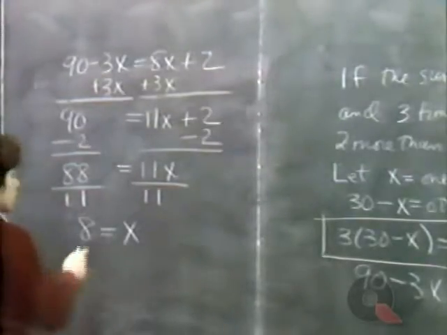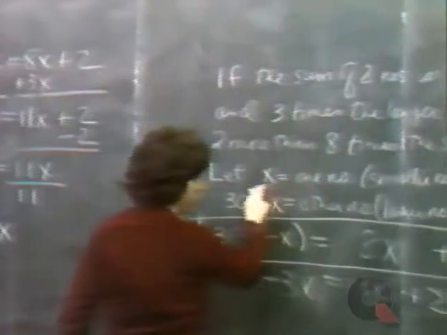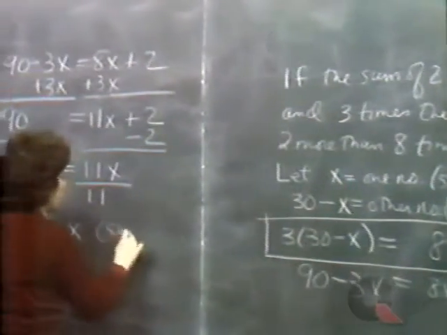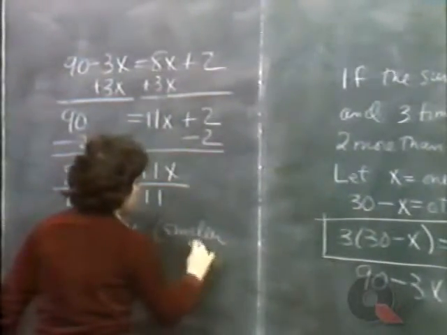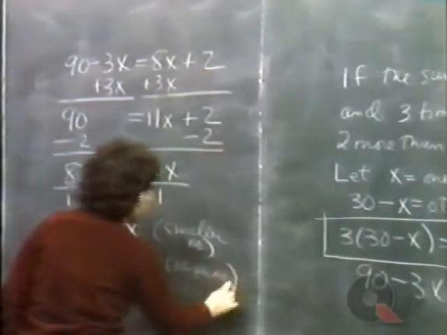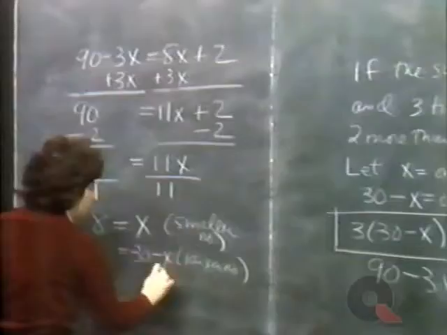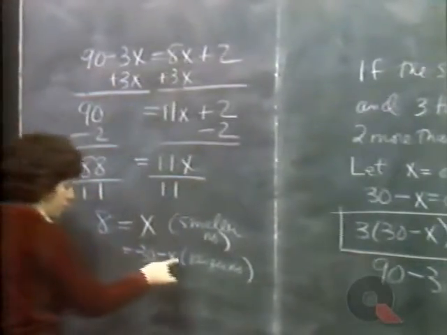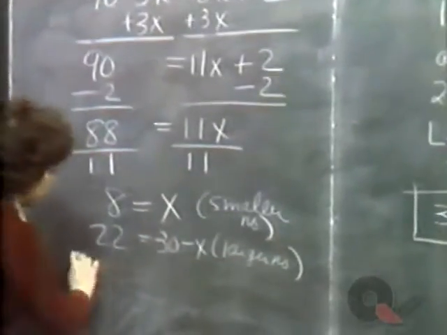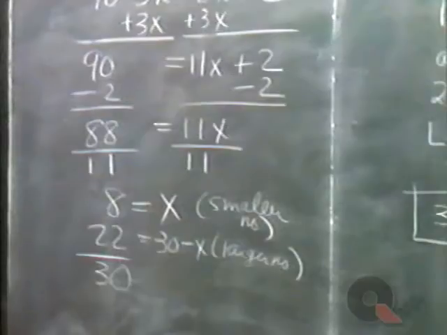Okay, x is equal to 8. We have found x. That is the smaller number. The larger number is 30 minus x. If x is 8, 30 minus 8 must be 22. Remember, the smaller and the larger together are supposed to add up to 30. We need two numbers which add up to 30.